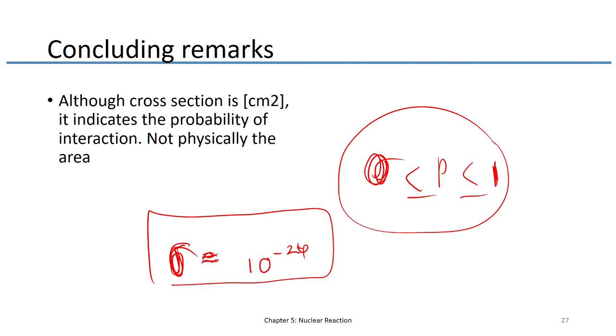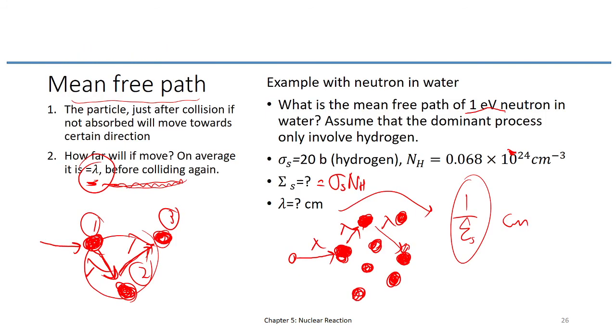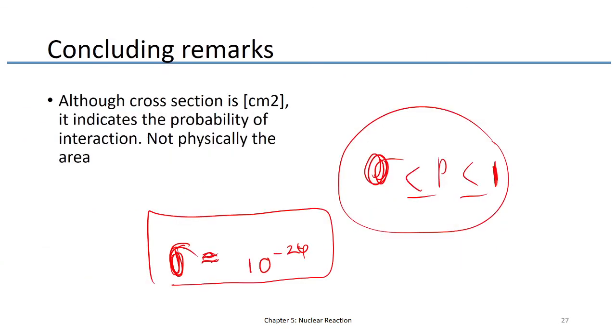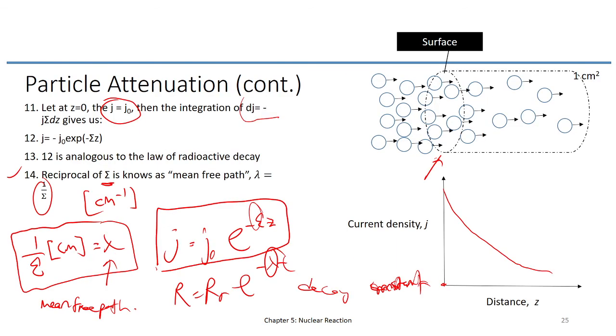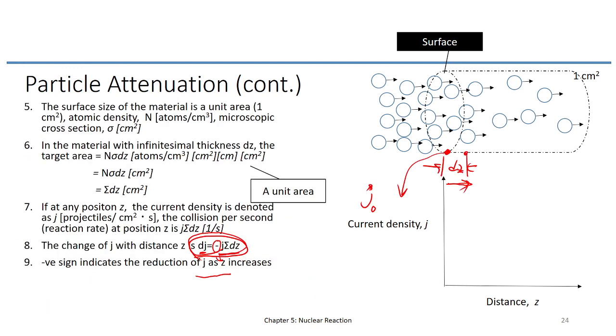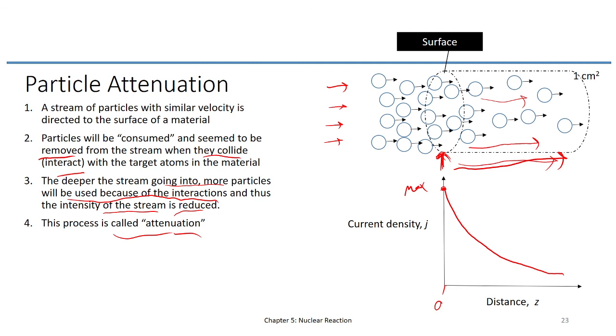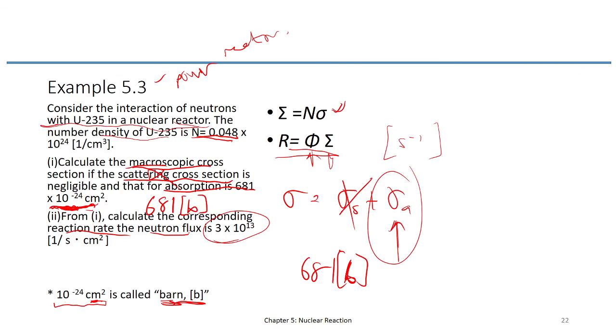So cross section is the likelihood or probability of interaction, and mean free path is just the average. If the projectiles are not absorbed or consumed, how does it move in the material? Particle attenuation will decrease exponentially because it is consumed in the reactions. And barn is the unit for cross section.